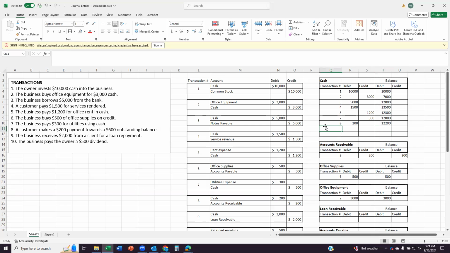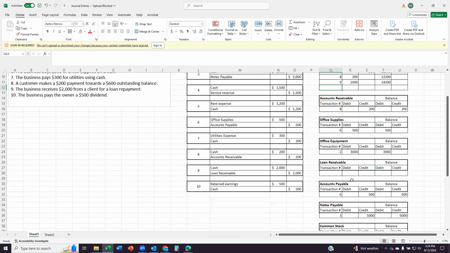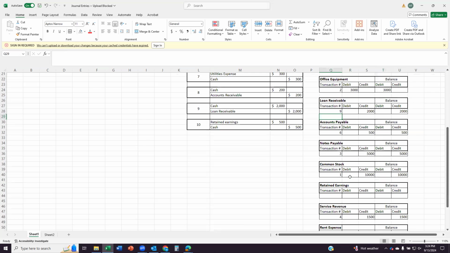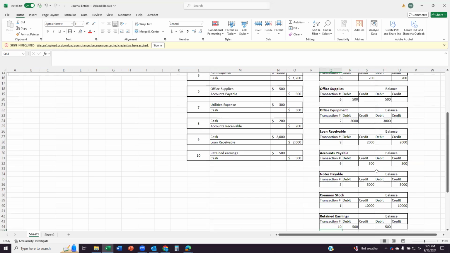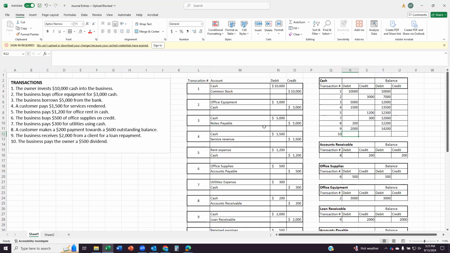Transaction 9 will debit cash 2,000, and that'll give us a balance of 14,200, and then we'll credit loan receivable 2,000. And again, with those receivables, we're assuming we had some sort of a balance before, but we don't have that information. So as of right now, we're going to say we have a credit balance of 2,000. Finally, on number 10, we'll debit retained earnings 500, which will give us a debit balance of 500 in the retained earnings account. And we'll credit cash 500. So 14,200 minus 500 will give us a debit balance of 13,700.